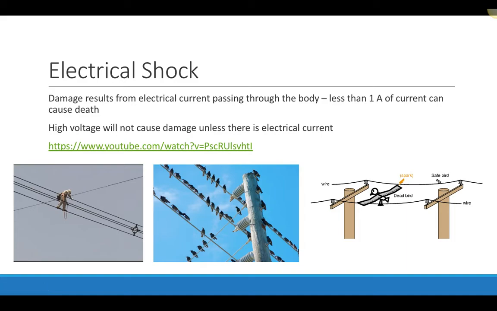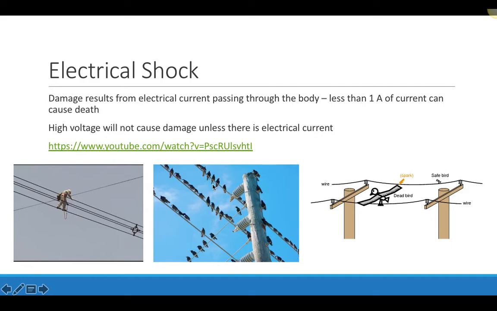So sometimes we worry about electrical shock, and it turns out that the damage from electrical shock is caused by current, not voltage. So you can have very high voltage, but it's not going to damage anything in your body. But it turns out that less than 1 amp of current can actually cause death.